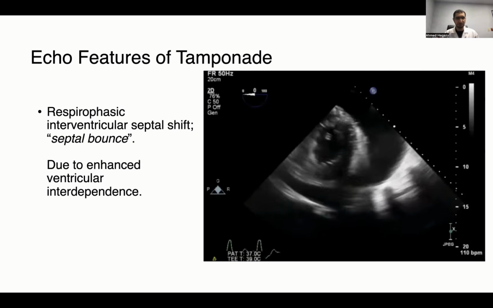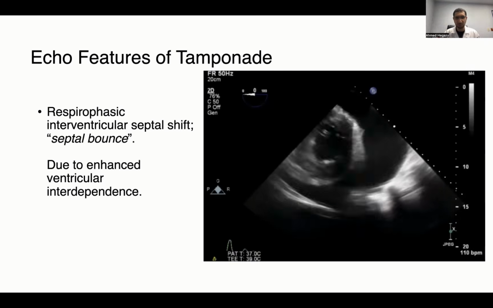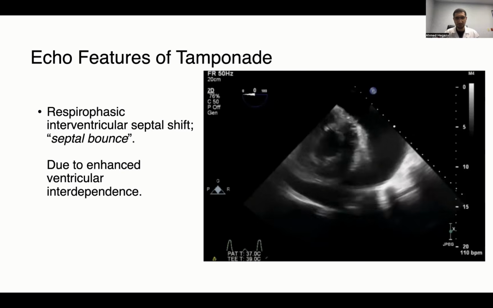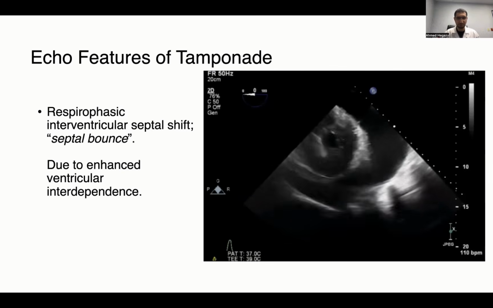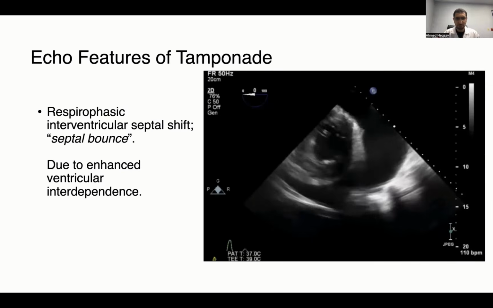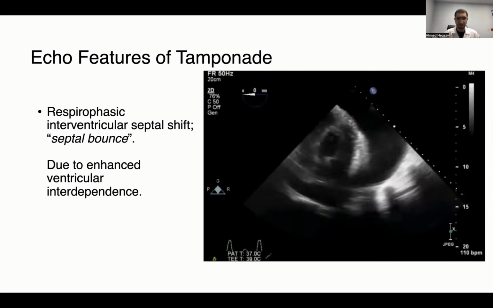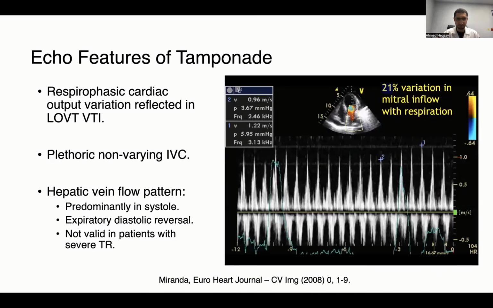Another feature of pericardial tamponade is the respirophasic interventricular septal shift, or what we call the septal bounce. The septum moves back and forth between the left and the right side. And this is due to enhanced interventricular dependence and pericardial constraint from the tamponade. With tamponade, you will also see a respirophasic cardiac output variation, and the cardiac output you can measure by measuring the LVOT VTI.